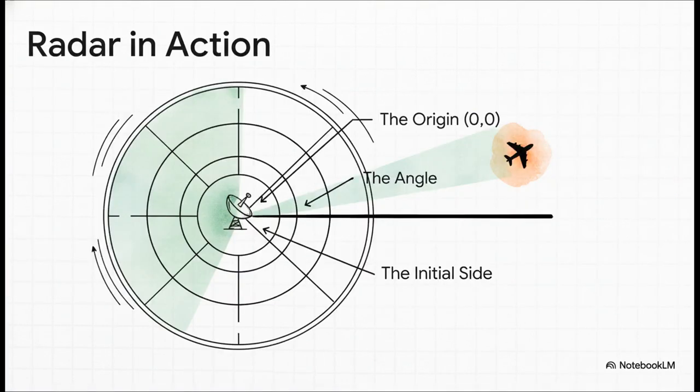Just look at this. A radar system is standard position brought to life. Think about it. The radar dish itself, that's our origin, (0, 0). The direction it starts its sweep from, that's our initial side, pointing east. The sweep itself, that rotation, that's the angle. And when it gets a ping from, say, an airplane, that direction becomes the terminal side, instantly plotting a precise location on a map. It's perfect.